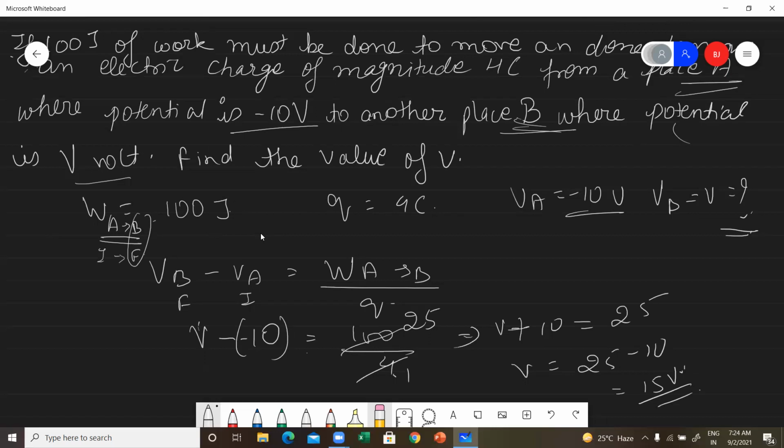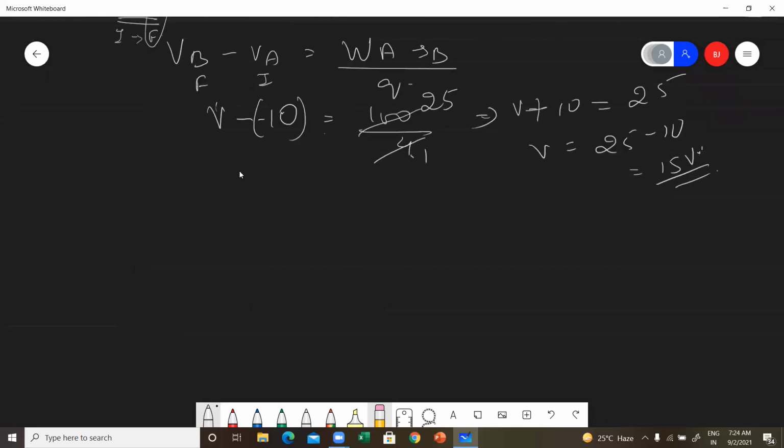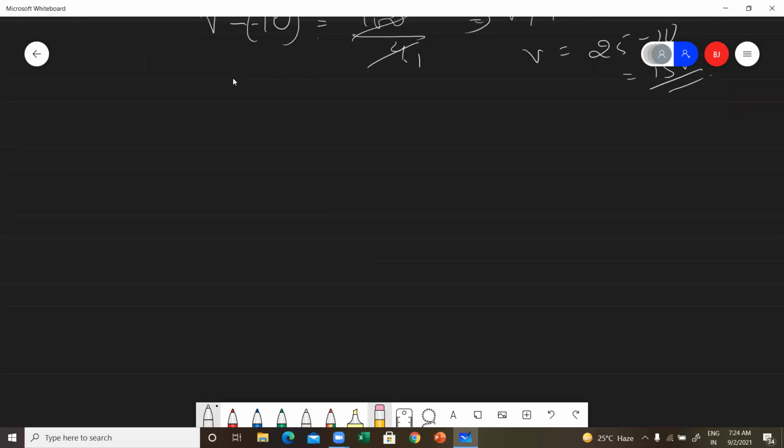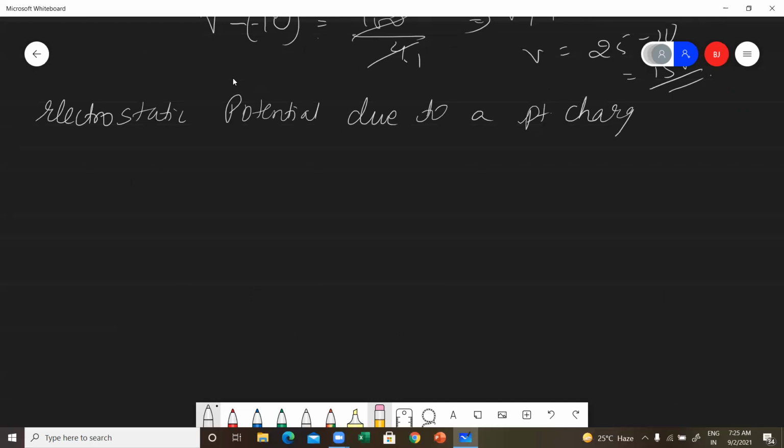Now, the next topic. Write the next topic here. The next topic is what? Electrostatic potential due to a point charge. Okay, due to a point charge, what is going to be electrostatic potential? That we have to find out.